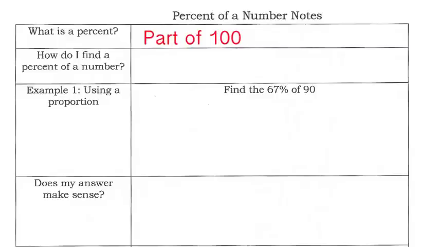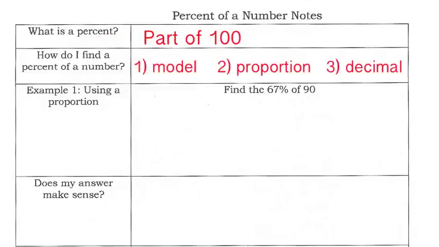Now at this time, please take out your percent of a number notes, and as I'm going through answering these questions, I want you to be filling them out. For the first one, what is percent? Percent means part of 100. Percent per 100, so it's part of 100. There are 3 methods in which we're going to find percent of a number. Number 1 is to model, number 2 is proportion, and number 3 is decimal.